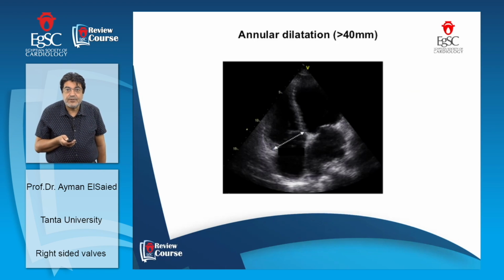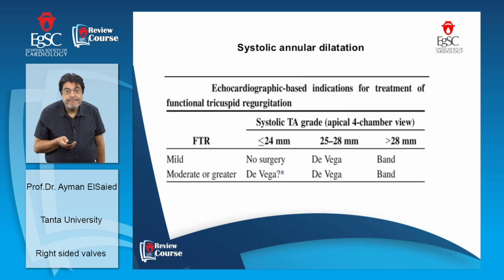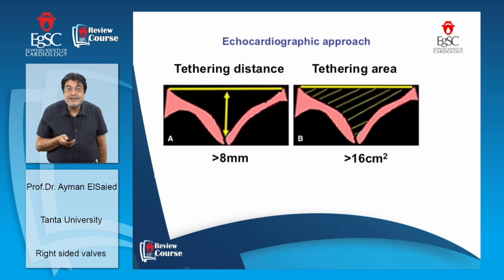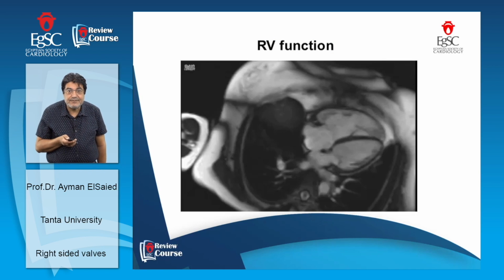How to measure the annular diameter, and how to evaluate before surgery for tricuspid annular shortening. The tethering distance is very important. In the left, this is the tethering distance. In the right, this is the tethering area covered between the two leaflets. And this is another mechanism for tricuspid valve incompetence.